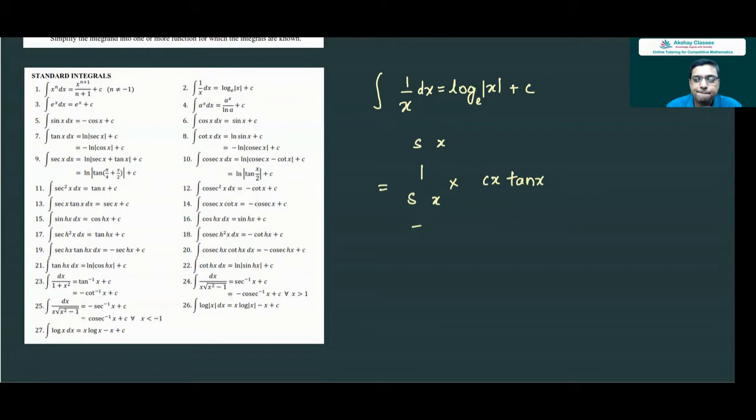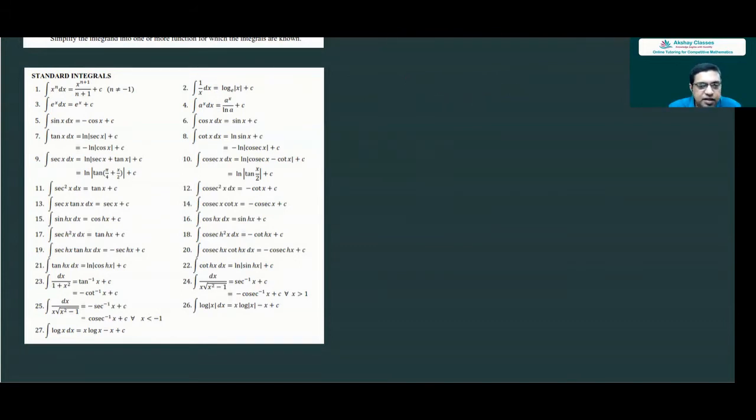Similarly, integral of cot x is either log sin x plus c or minus log cosecant x plus c. There are other ways to find this integral, but the best is to memorize this one. We will save a lot of time.